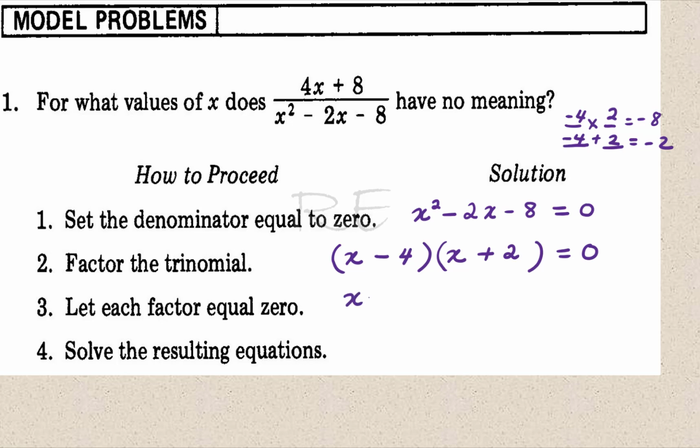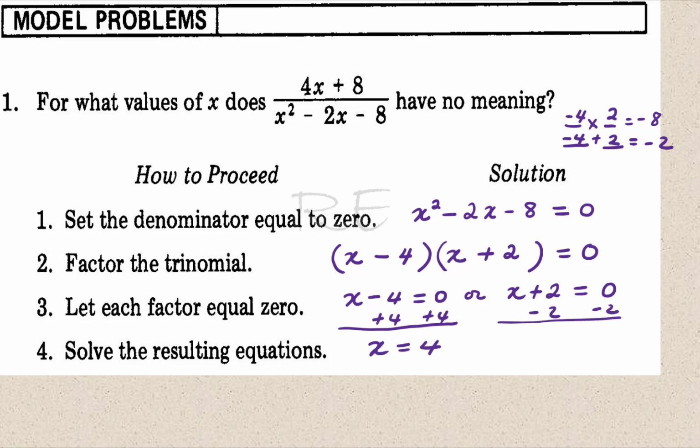Set each factor equal to 0: x minus 4 equal to 0, or x plus 2 equal to 0. Solve each equation. If we add 4 to the first one, x is equal to 4. And when we subtract 2 from the second, x is equal to negative 2. So these are the two values for which the fraction has no meaning.